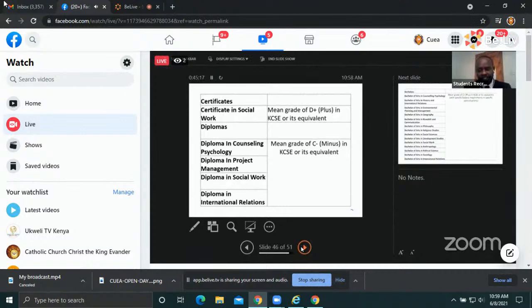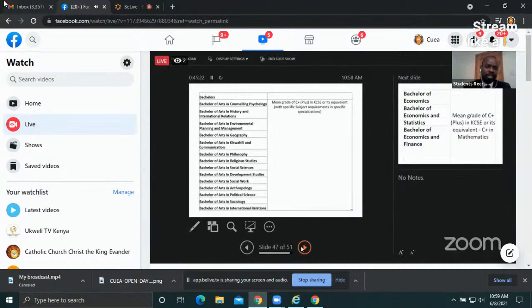Then we have the bachelor's programs. We have Bachelor of Arts in Counseling Psychology, History and International Relations, Environmental Planning and Management, Geography, Kiswahili and Communication, Philosophy, Religious Studies, Social Sciences, Development Studies, Social Work, Anthropology, Political Science, Sociology, and International Relations.